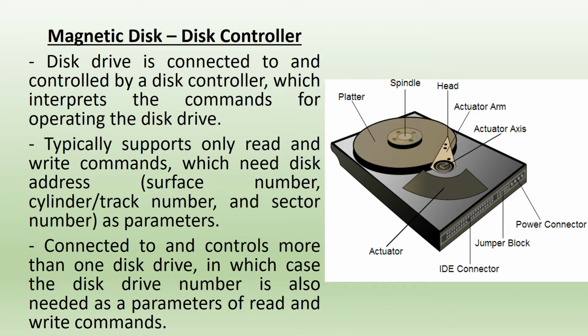And point number three says it is connected to and controls more than one disk drive, in which case the disk drive number is also needed as a parameter for read and write commands. So these are the different ones. The disk drive is the one that reads and writes the information, and the disk controller is the one that interprets the command. This is the one that says, all right, this is the command you're going to be doing. So these are the two different things. There's a big difference between controller and drive.